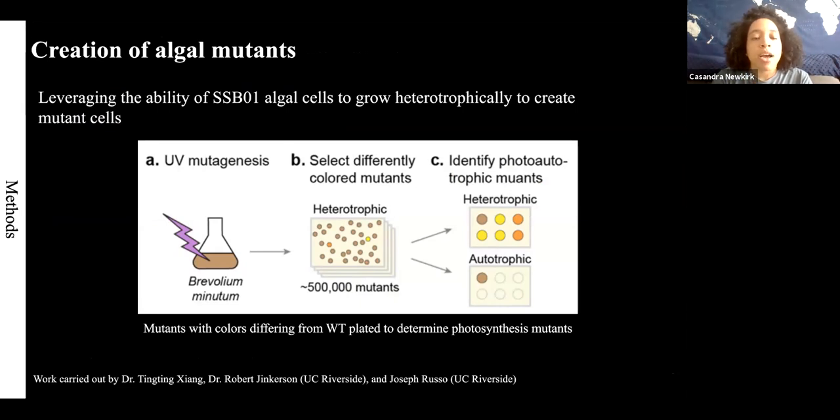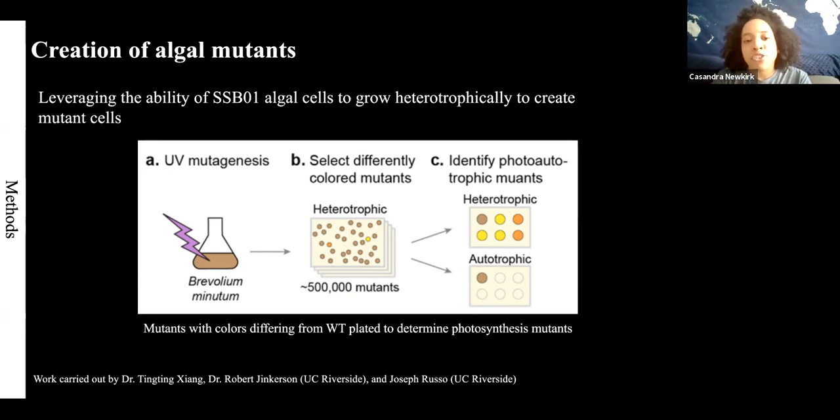They were working a couple years ago on creating mutants. So they were using UV mutagenesis, so UV light, to shine on these algal cells to create mutants. The only thing that they were finding is that a lot of these mutants had lost their ability to photosynthesize, so they couldn't survive in regular growth media.